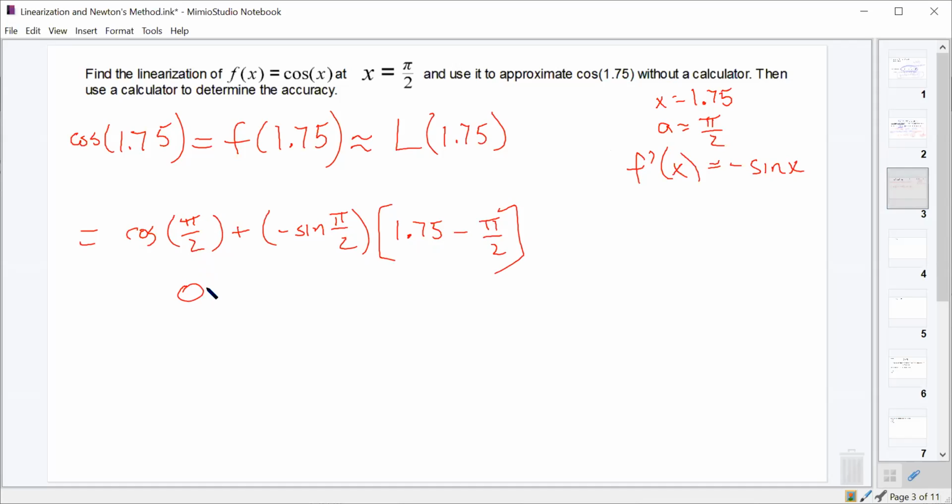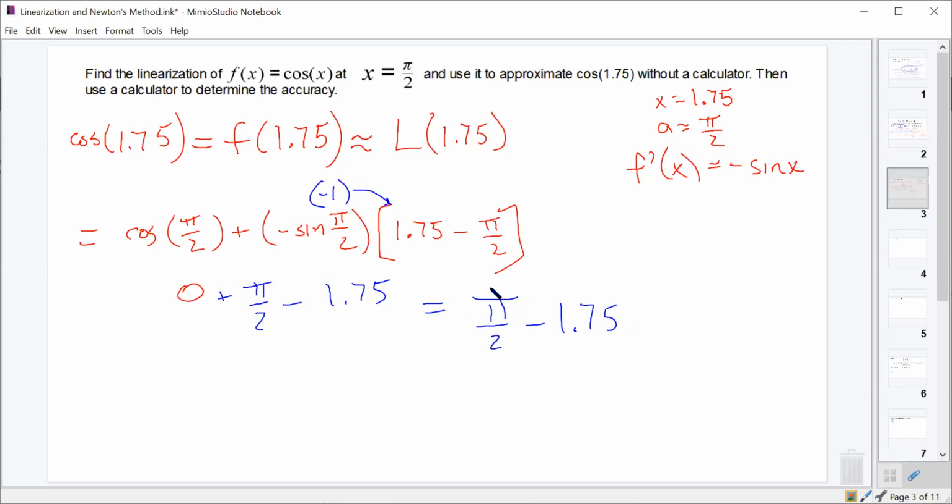So now let's approximate this all out and evaluate it. So cosine of pi over 2 is 0, we already said, right? What about the sine of pi over 2? That's 1 times a negative, that's a negative 1. So we're taking a negative 1 and distributing it through there, which ought to give us 0 plus pi over 2 minus 1.75. And so what we're saying here is that an approximation for the cosine of 1.75 is pi over 2 minus 1.75, which also seems like an absurd thing to say, right? Well, the cosine of 1.75 is about pi over 2 minus 1.75.